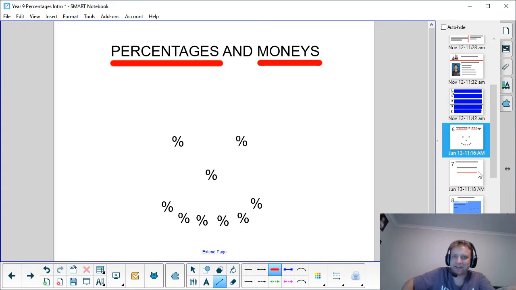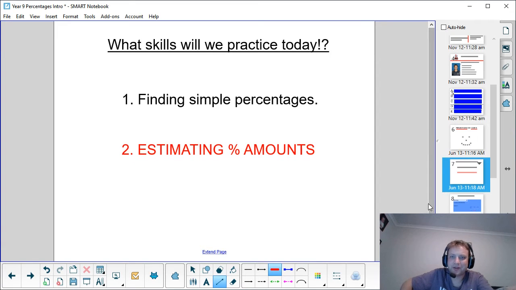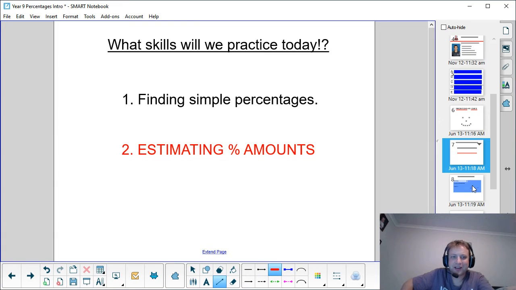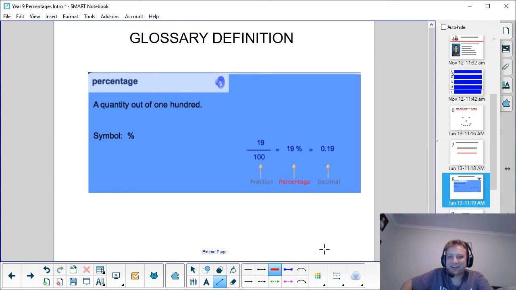We're going to start pretty slow this week to make sure you guys have the basics, and then we can jump into some more challenging stuff when we're back at school. Okay, so the skills that you'll practice today are really just finding simple percentages, which don't take a lot of calculating, and also just doing some estimating. To be able to do that, you'll have to know what a percentage is. You guys should already know.